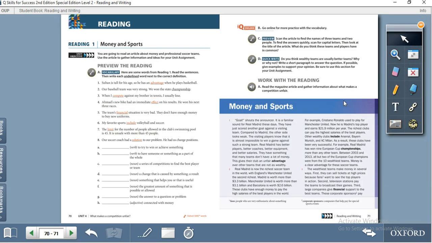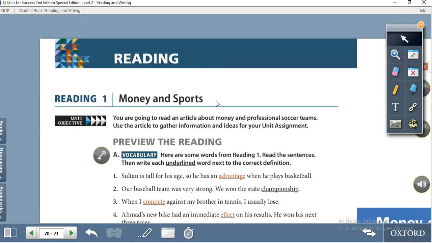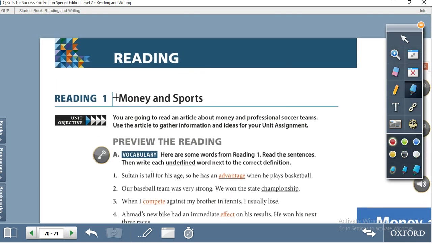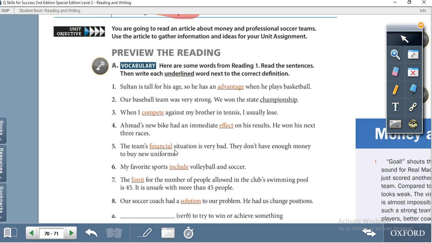Okay, let's go to the next page. Here we have, first of all, money and sports. What is your opinion? Does money affect sports? I think yes, you can give your opinion. Then move to the vocabulary here.